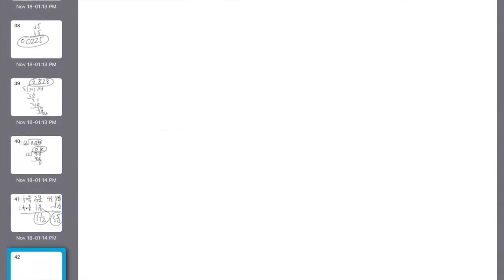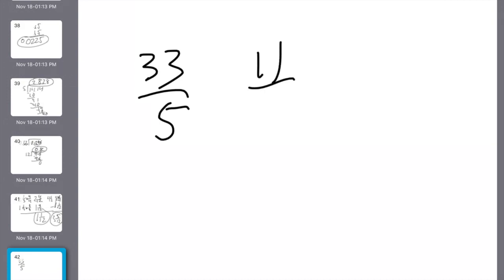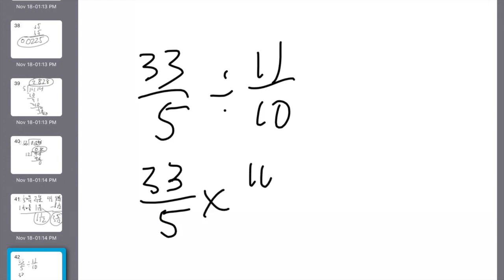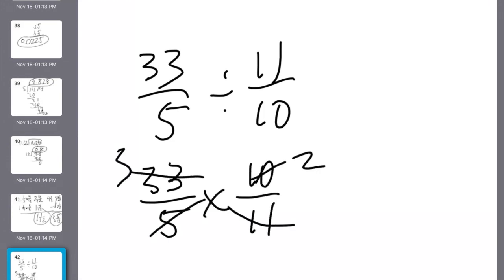28. Make them improper. 5 times 6 is 30 plus 3 is 33 over 5. 10 times 1 is 10 plus 1 is 11 over 10. Stays, changes, flips. 2 times 3 is 6.